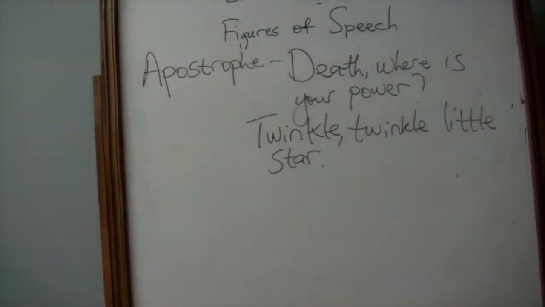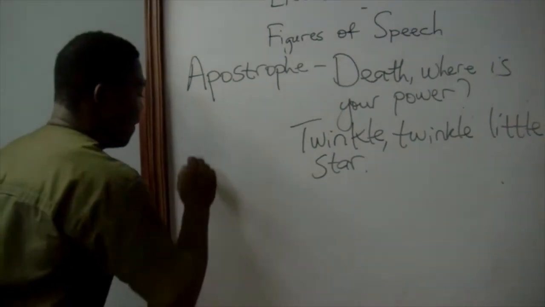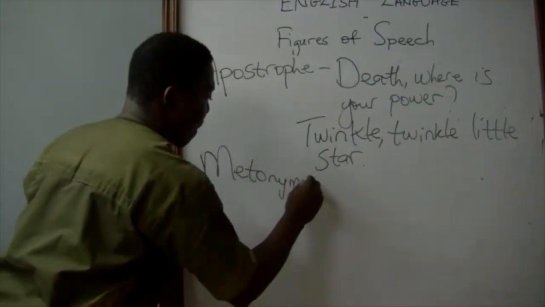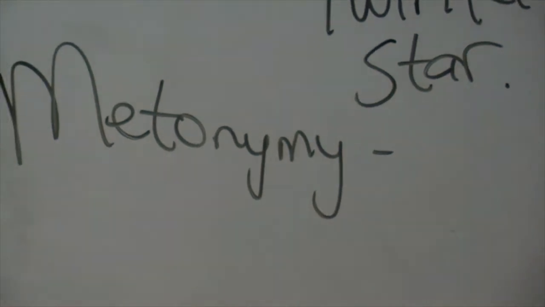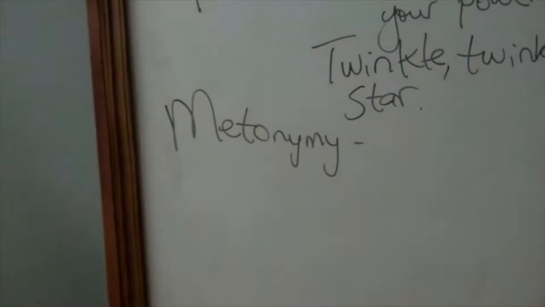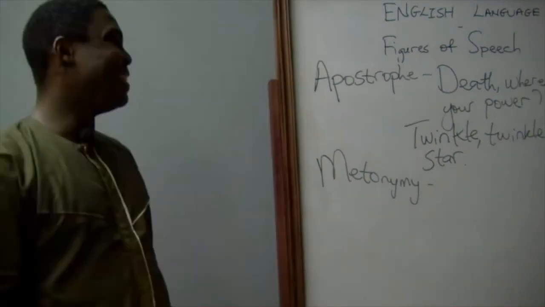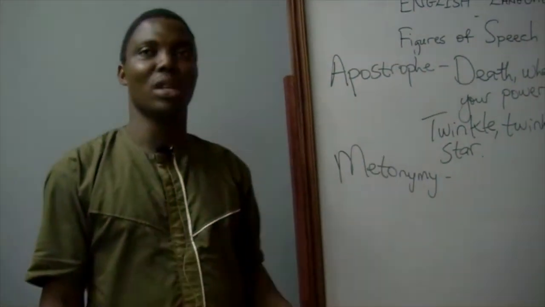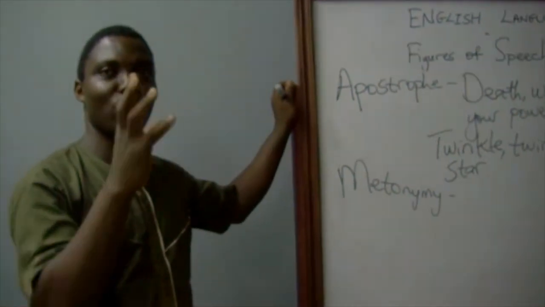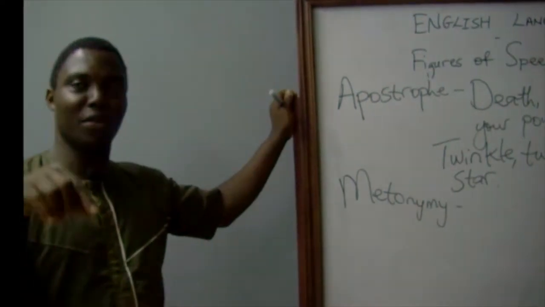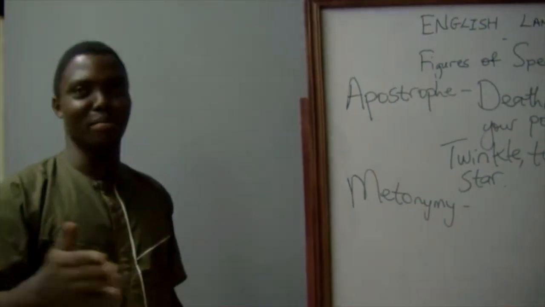And for today, I'm going to be considering metonymy. What is metonymy? The word metonymy, as a figure of speech, is used to represent a profession in a way. In other words, what is used in a particular profession is represented for that particular profession. Again, metonymy depicts a device, an instrument, a tool of a profession as a representative of that particular profession. E.g., the sword is mightier than the pen, or the pen is mightier than the sword.